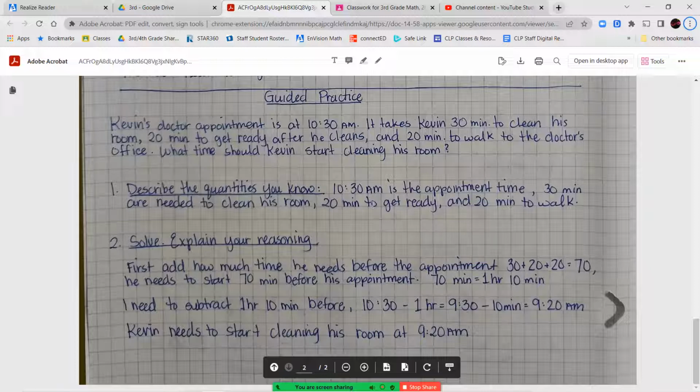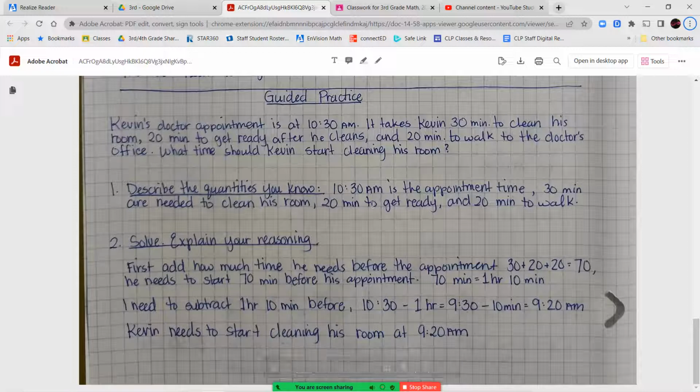For question number 2, it says solve and explain your reasoning. So first, I add up how much time he needs before the appointment. So the 30 minutes plus the 20 minutes plus the 20 minutes gave me 70 minutes. So he needs 70 minutes to start. He needs to start 70 minutes before his appointment so that he can get there on time. Now, 70 minutes is the same thing as 1 hour and 10 minutes. So I need to subtract 1 hour and 10 minutes before the appointment time. So 10:30 minus 1 hour is 9:30. And then 9:30 minus 10 minutes is 9:20. So Kevin needs to start cleaning his room at 9:20 so that he can get to his appointment on time.